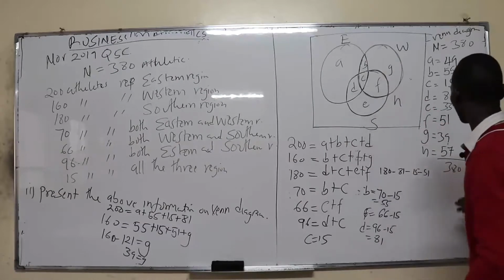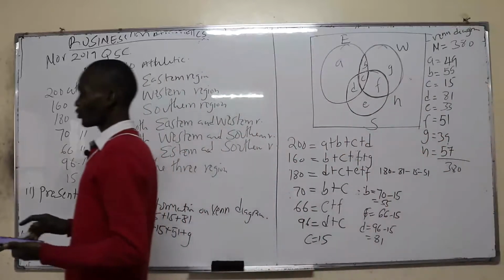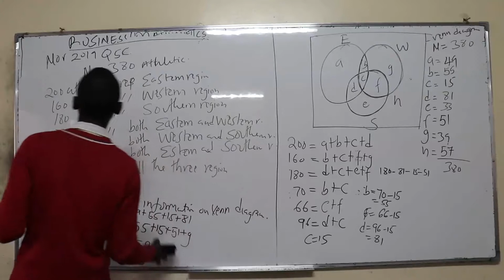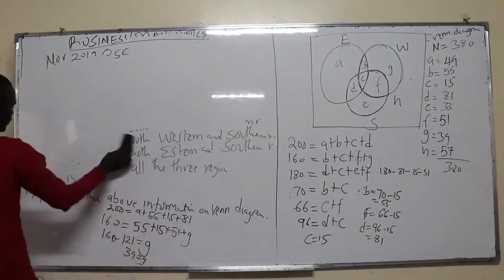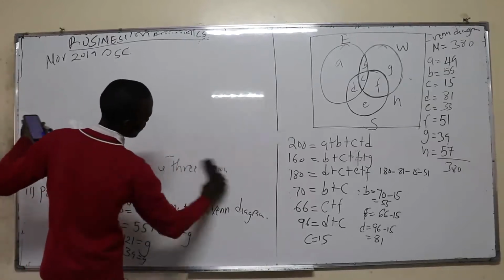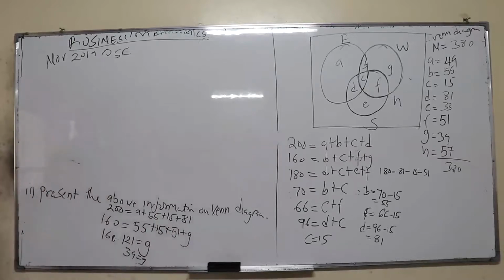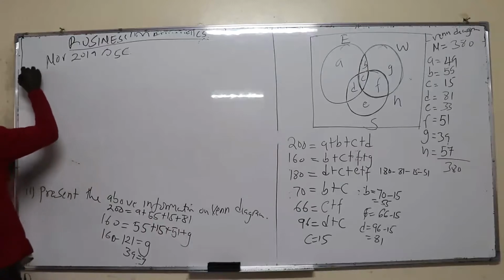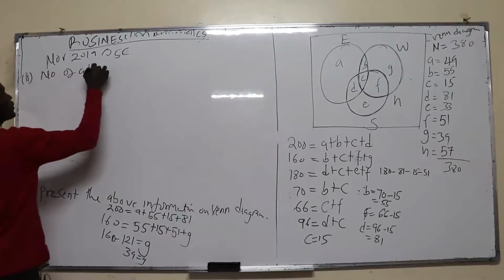takua 200 is equal to A plus B, which is 55, plus C, which is 15, plus D, which is 81, must give me 200. So it is 200 minus 55 minus 15 minus 81, 49. Our A is 49.